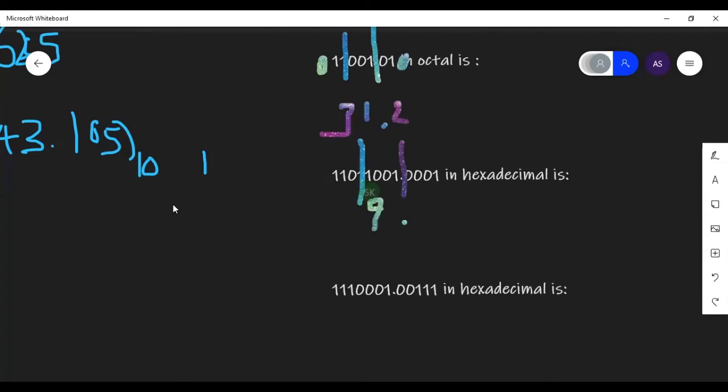Okay. After that, we have 1101. So in the table I have here, 1101 is a D. So we have D9. And then over here we have 0001, which is a 1. So we get D9.1.